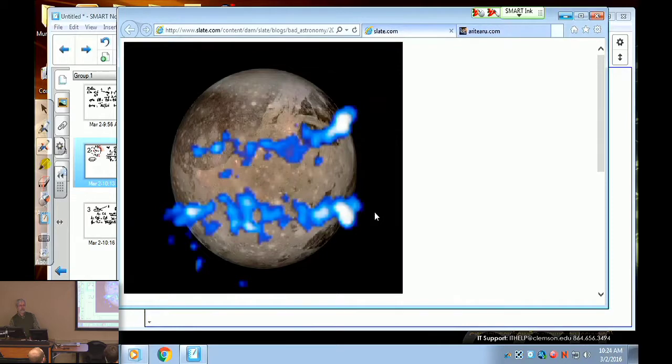I don't remember where I got it from, but here's a surprise. Here's an aurora around Ganymede, which is a moon of Jupiter. Which means, of course, two things. There's a magnetic field. Ganymede has a magnetic field. And the other thing is that Ganymede has an atmosphere, because these charged particles, when they hit the atmosphere, will cause the light and light up the atmosphere. I thought that was pretty neat.